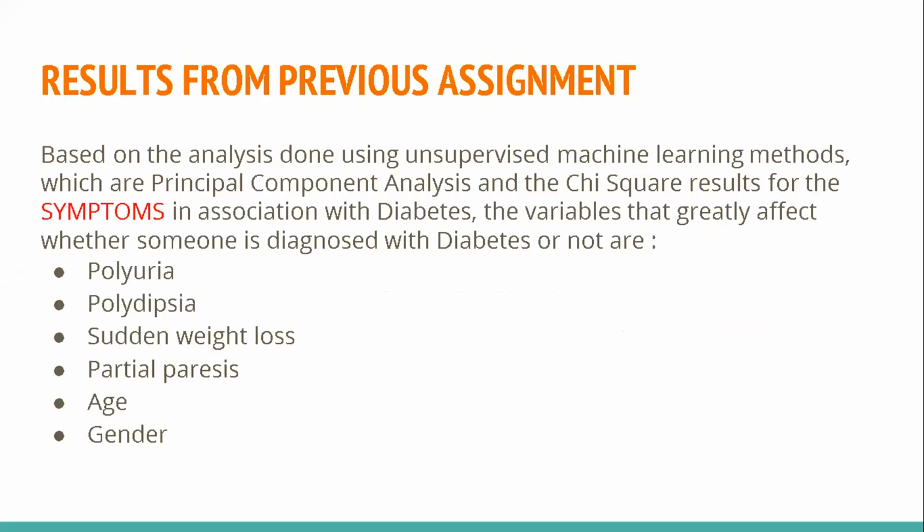For the first part, the results from the previous assignment, based on the analysis done using the unsupervised machine learning methods, which are principal component analysis and the chi-square results for the symptoms in association with diabetes. The variables that greatly affect whether someone is diagnosed with diabetes or not are, as you can see, 6 of them: polyuria, polydipsia, sudden weight loss, partial paresis, age, and lastly gender.